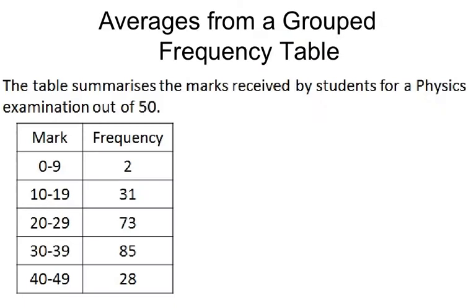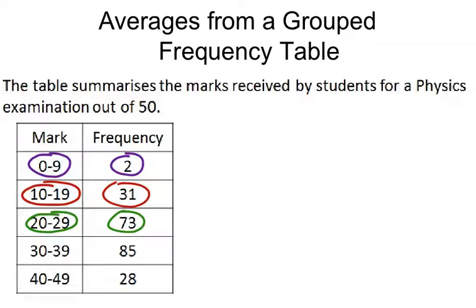of the data. So this table shows the marks received by students for a physics exam, and the marks are out of 50, and as you can see they are split up into how many people got between 0 and 9. Well, there were 2 people who got between 0 and 9. Between 10 and 19 there were 31 people. Between 20 and 29 there were 73 people. Between 30 and 39 there were 85 people, and finally between 40 and 49 there were 28 people.